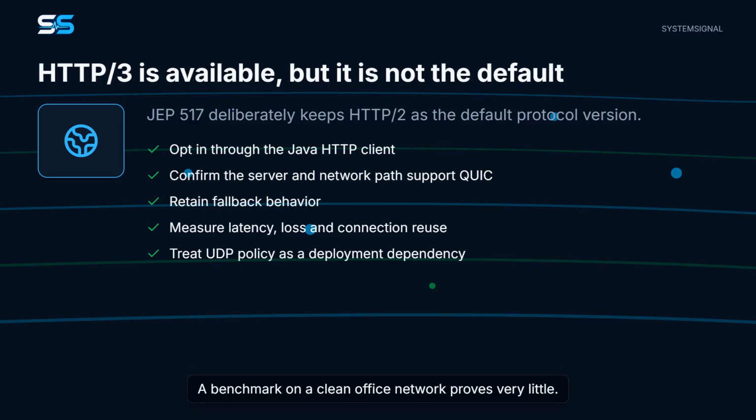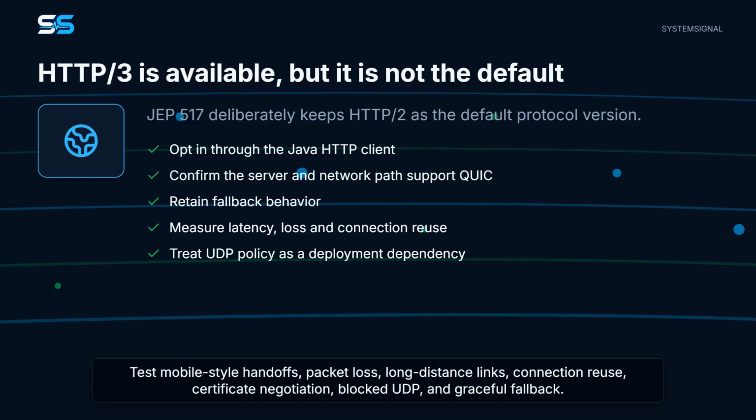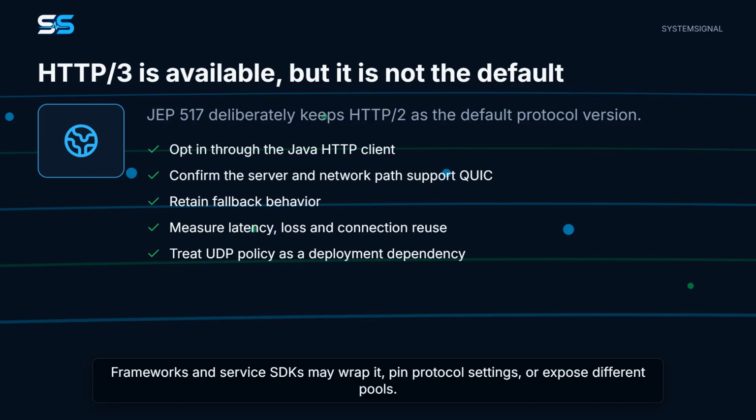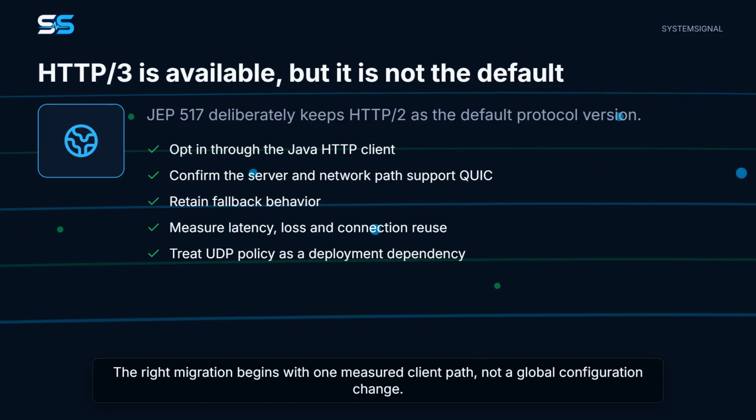A benchmark on a clean office network proves very little. Test mobile-style handoffs, packet loss, long-distance links, connection reuse, certificate negotiation, blocked UDP, and graceful fallback. Also inspect the dependencies surrounding the standard client. Frameworks and service SDKs may wrap it, pin protocol settings, or expose different pools. The right migration begins with one measured client path, not a global configuration change.